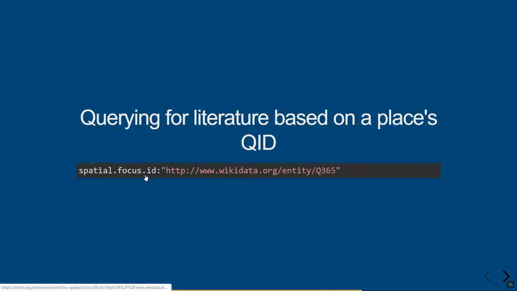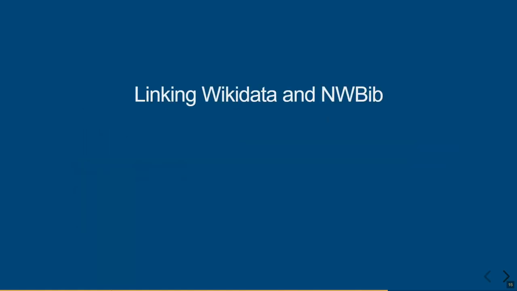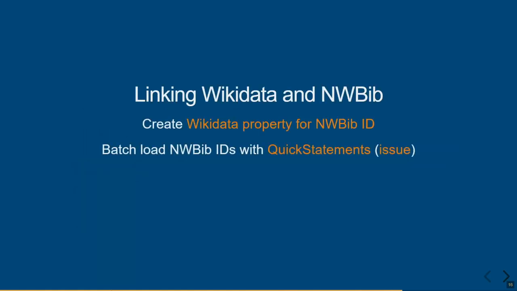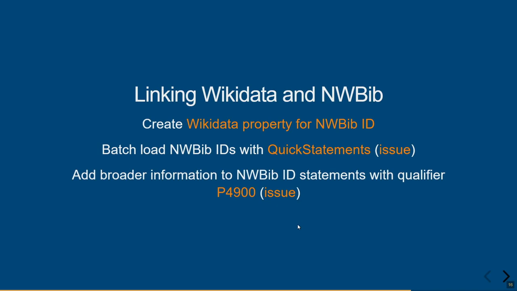Now you can basically query our API with such a query using Wikidata URIs and get literature, in this example, about Cologne back. So then we created a Wikidata property for NWBib and added those links from Wikidata to the classification, batch loaded them with QuickStatements.